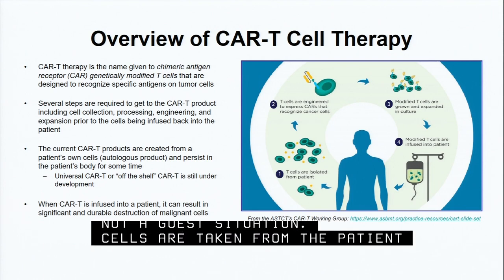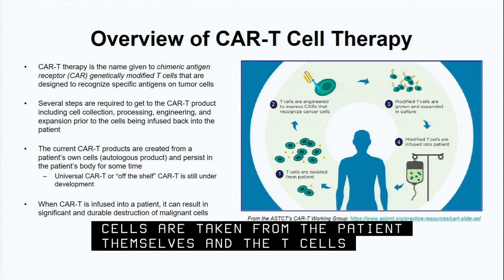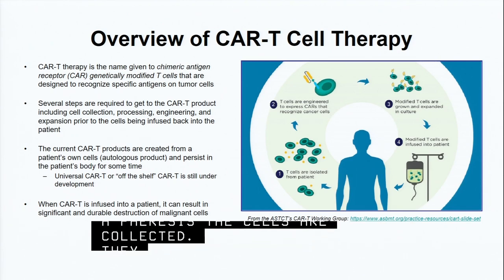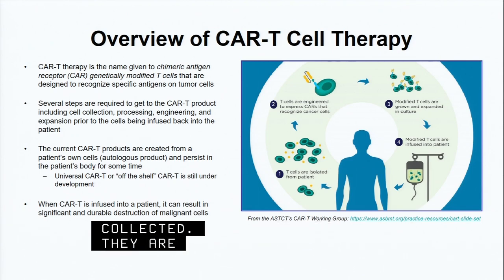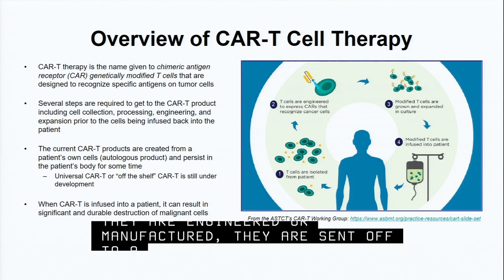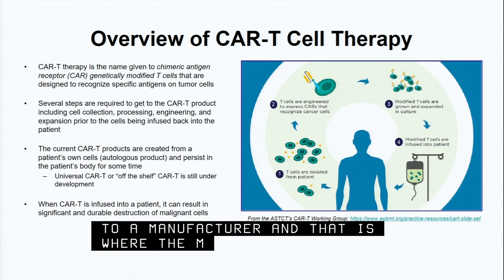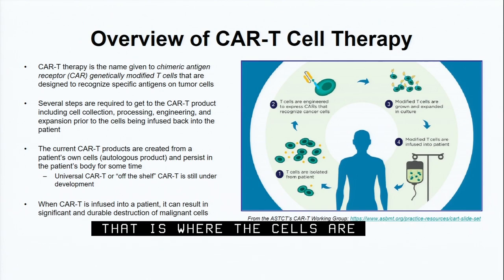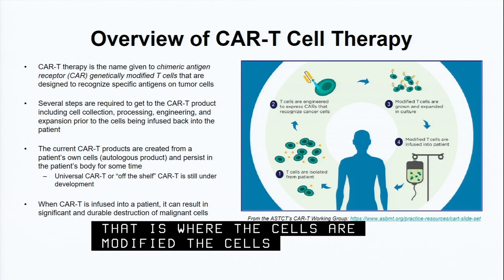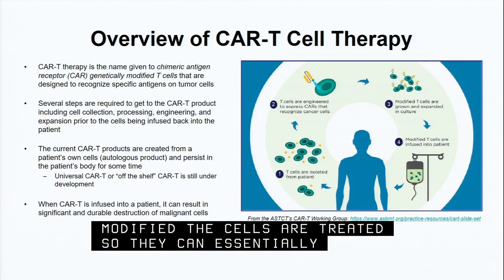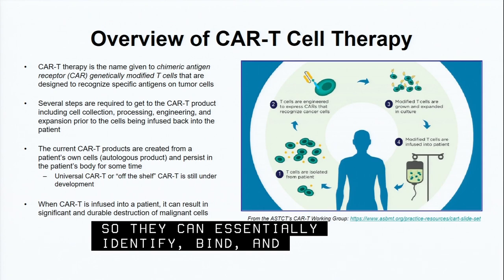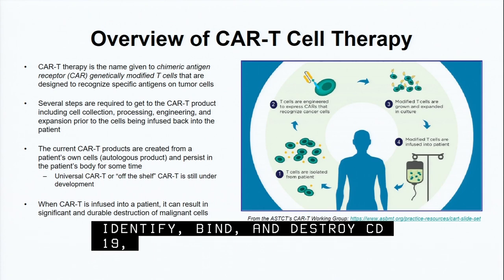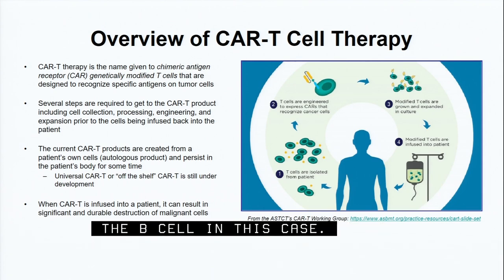That's where the cells are modified. The cells are treated so that they can essentially identify, bind, and then destroy CD19. That's the antigen that will be on the B cell in this case. That takes anywhere from 2 to 3 weeks, depending on which product we're talking about. Then those cells are expanded, grown, and cultured, and they come back to the institution where the patient is going to receive that infusion. So that's the general picture.